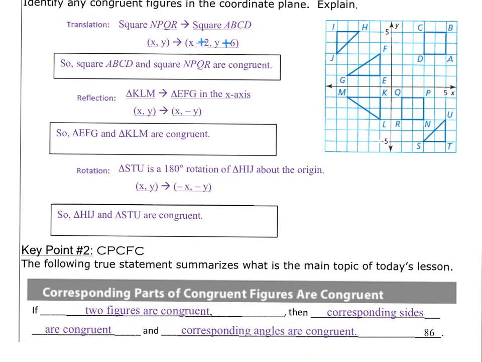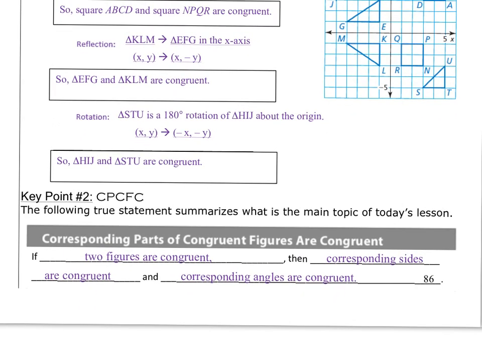So that leads us to key point number 2. The following true statement summarizes the main topic of today's lesson. We have corresponding parts of congruent figures are congruent, CPCFC. It states if two figures are congruent, then corresponding sides are congruent and corresponding angles are congruent.